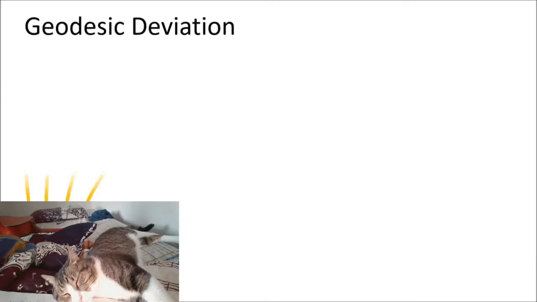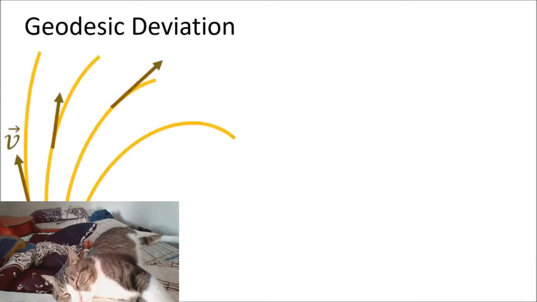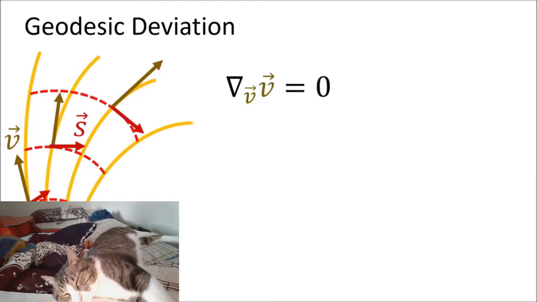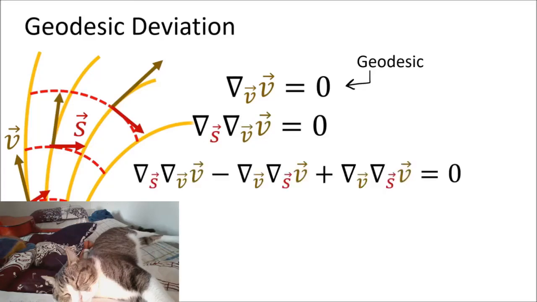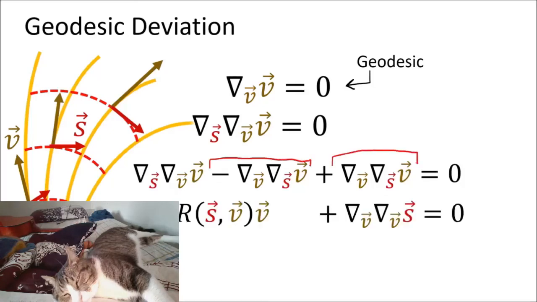Now, recall that when we have a family of geodesic curves with a tangent velocity vector field v, we can also look at the separation vectors along these curves, which are given by the vector field s. And we showed that, starting with the standard definition of a geodesic, which is parallel transporting a vector along itself so that the covariant derivative of v in the direction of v is 0, we can take the covariant derivative again in the direction s on both sides, and then subtract and add this term. And here is the definition of the Riemann tensor when the Lie bracket is 0, and here we can swap the order of v and s using the torsion-free property.